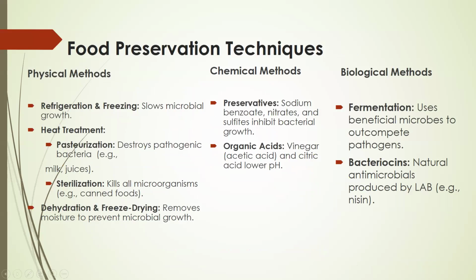So what are the food preservation techniques? What techniques can you use to preserve your food? You can use physical methods, chemical methods, and biological methods to preserve your food. Refrigeration and freezing slows microbial growth, so they can be used to preserve food, and this is what we mostly use in our houses. Heat treatment, pasteurization destroys pathogenic bacteria, e.g.